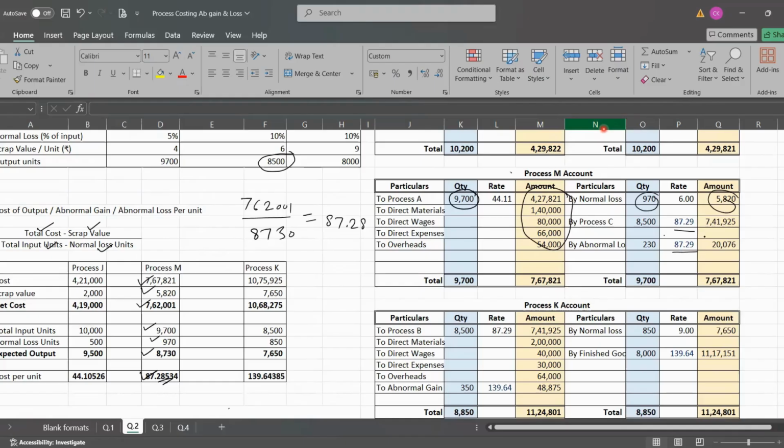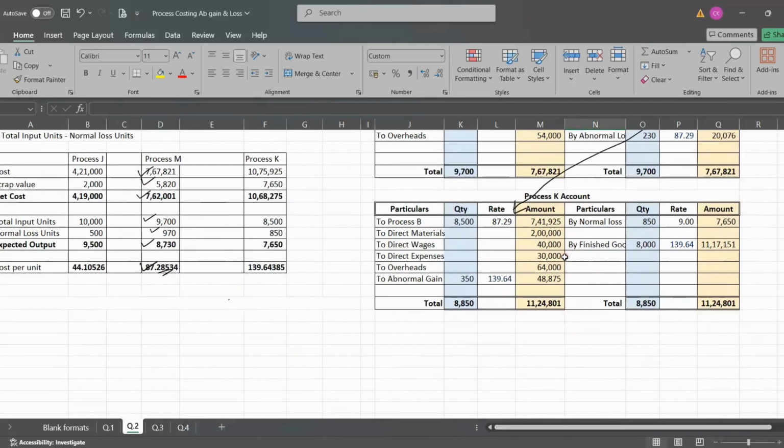Again here 87.29. After you multiply both these figures with our CPU, you will get the transfer value as well as the abnormal loss value. And once you take the total, you will get the final amount of process M. So this is about process 2 account, process M. And the last step is the third process account. I will just explain within 1 minute because we need to follow the same steps. All the output values of the second process are transferred to the debit side.